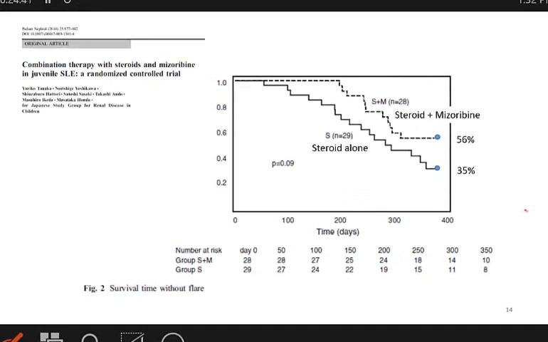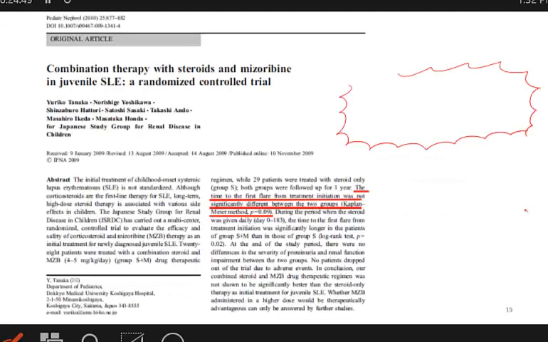The judgment is based on the p-value. Right, and in this case, the reviewer didn't listen to what the author said. So they led the author to conclude this way. It's a disaster. Let's read. Okay. The time to the first flare from treatment initiation was not significantly different between the two groups. That was the conclusion.